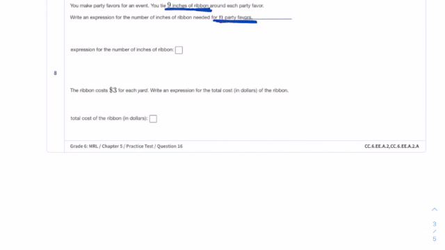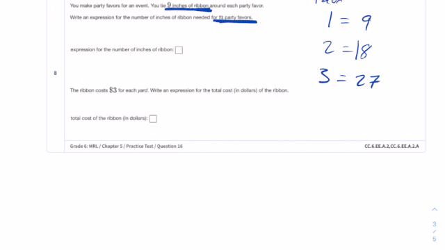So it doesn't actually tell me how many party favors I'm making. It just says n party favors, right? So up here it says there are 9 inches of ribbon for every single favor. So however many I make, it's going to take 9 inches of ribbon each. So if I make only one, it would be 9 inches of ribbon. If I make 2 of them, it'd be 18 inches of ribbon. If I make 3 of them, it'd be 27 inches of ribbon. And you see how it goes on and on and on.